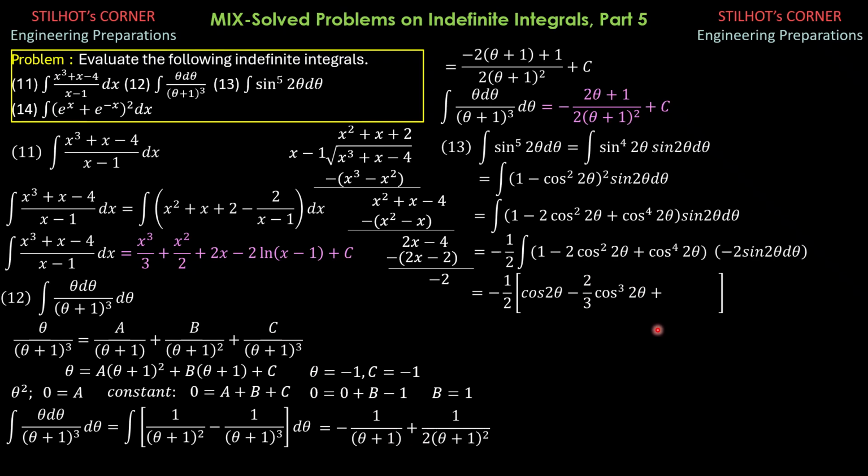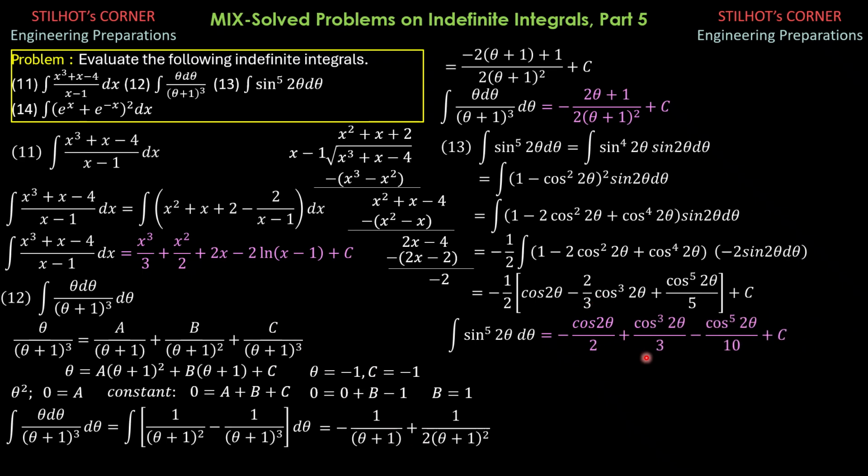then plus cosine to the fifth of 2 theta over 5 plus c. Distributing negative 1 half, the integral of sine to the fifth of 2 theta d theta is negative cosine 2 theta over 2 plus 1 third cosine cube of 2 theta, then minus 1 over 10 cosine to the fifth of 2 theta plus c. Then lastly, 14, we expand first.